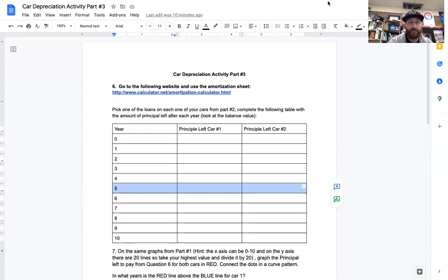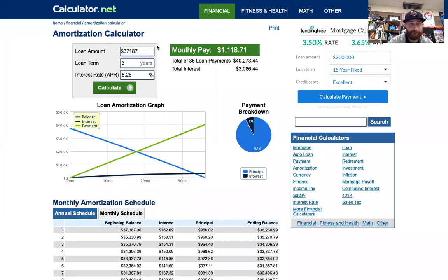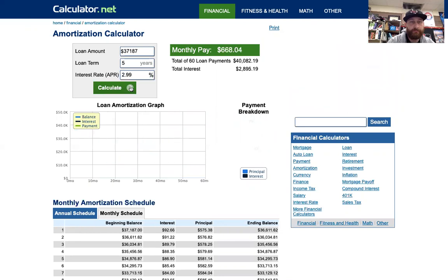So basically, when I go back to my calculator here, I change this to 5, and I would probably go ahead and choose the smaller rate. So I'm going to put 2.99. If you want to put the 5.25 just for example, or you can do both. You could graph both of them. That's fine as well. You could do the 5.25 and the 2.99 just to see the difference between the two. I'm going to put calculate.